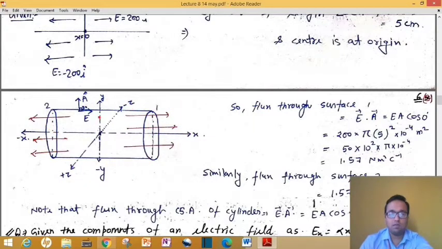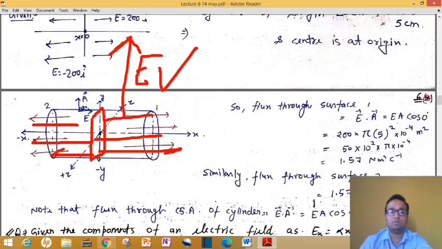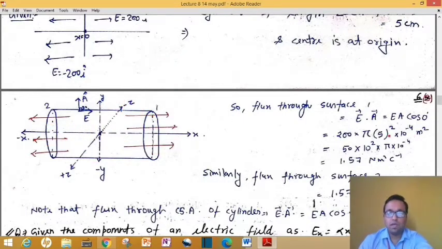Why? Because if suppose you have an infinite plate over here, then what is the possible direction of electric field? That is perpendicular to the plate. And if I ask you how much electric field will come out in this direction, your answer will be 0. So you have to calculate flux. First I will calculate flux through area number 1.